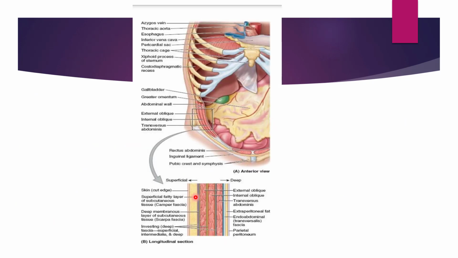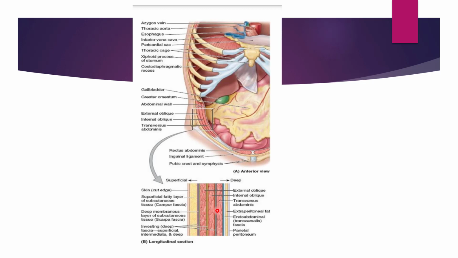See here in this diagram, they have shown all layers of the abdominal wall. This is skin, this is superficial fascia. Then there will be a deep fascia also. These are the layers of the superficial fascia. The outer one is the fatty layer and the inner one is the membranous layer. The fatty layer is named Camper's fascia and the deep membranous layer is named Scarpa's fascia.